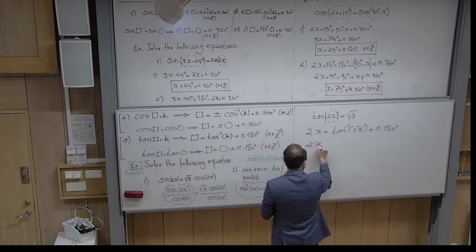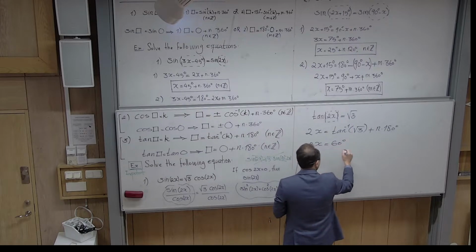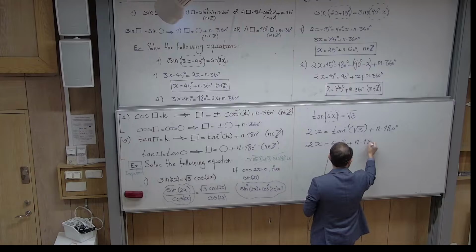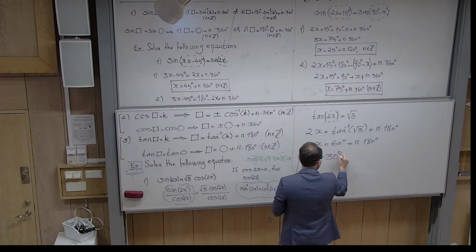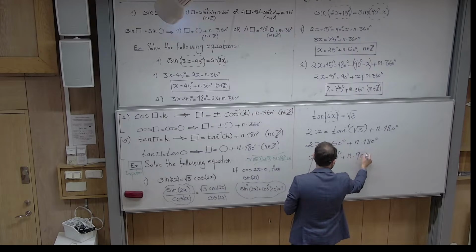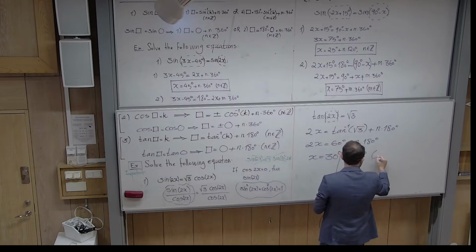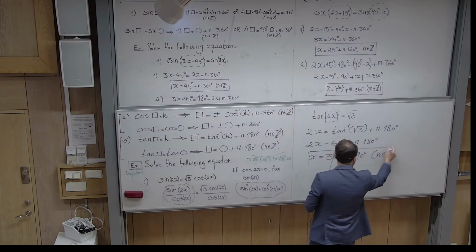So 2x becomes 60 degrees plus n times 180. And then I divide everything by 2. So this becomes 30 degrees plus n times 90 degrees. And then what happens? Sorry, I have to write n belongs to Z. So that is the answer to this problem.